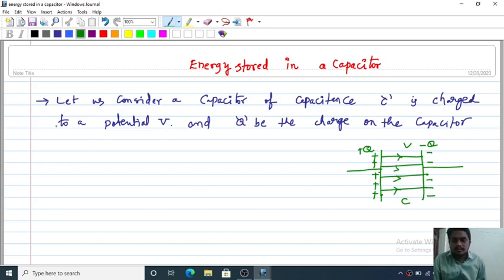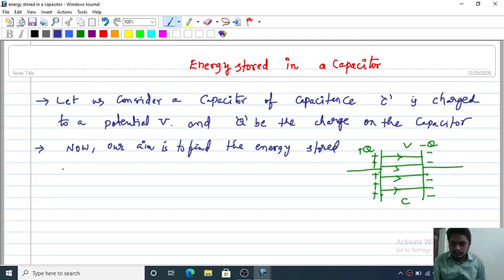Okay. Now our aim is to find the energy stored between the plates of a capacitor.